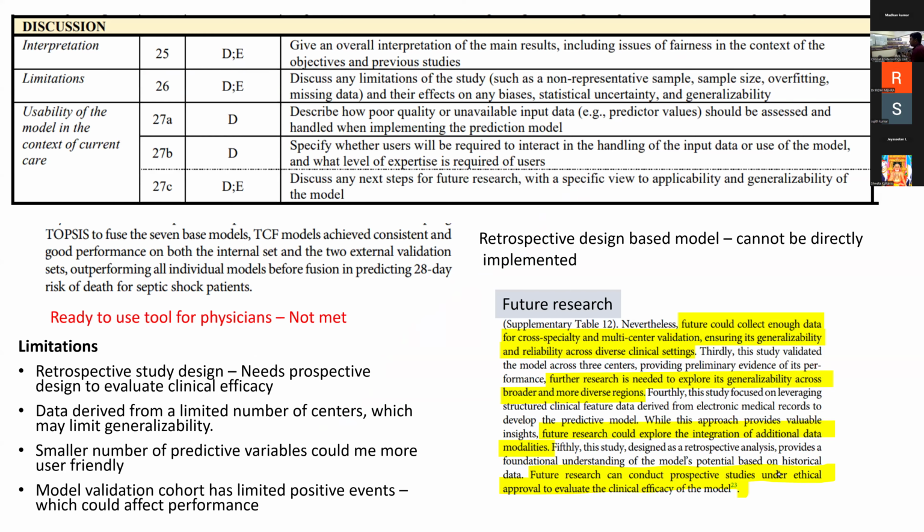And whether they've discussed any limitations of the study. The limitations they mentioned were the retrospective study design, and they said they need a prospective design to evaluate clinical efficacy. The data is derived from a limited number of centers, which may limit generalizability. They had used 34 variables, so a smaller number of predictive variables might have been more user friendly. And the validation cohort had limited positive events. The number of deaths was very small, which could affect the performance of the model, even though they had used multiple methods to increase performance.